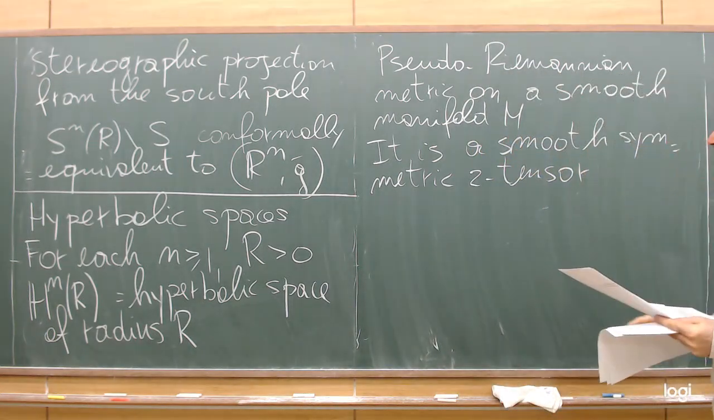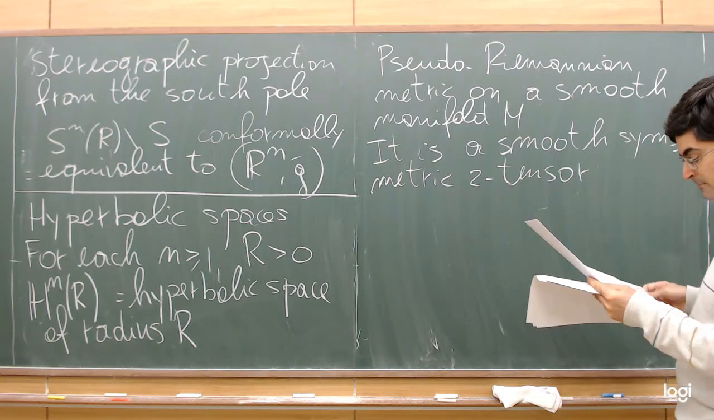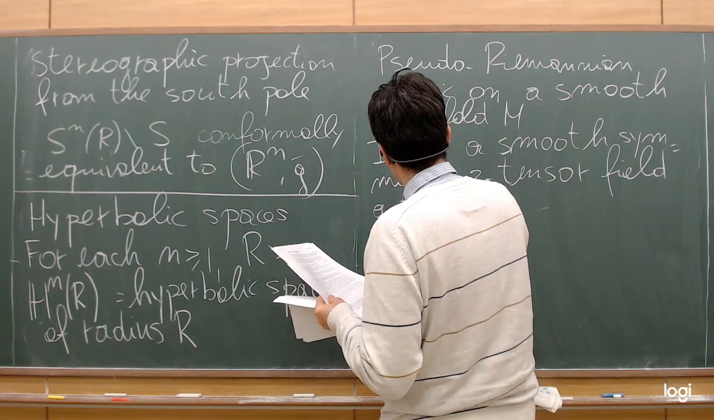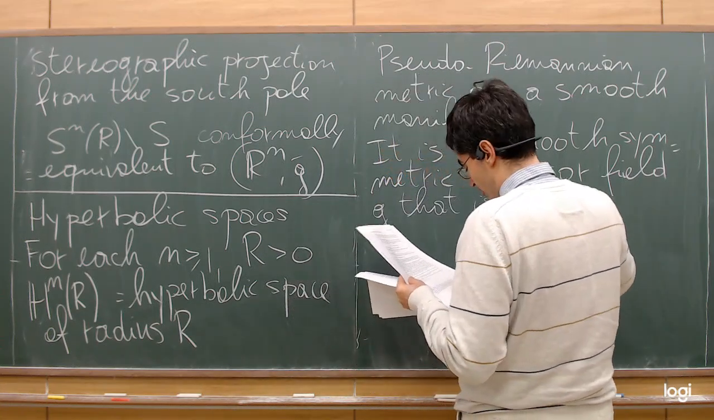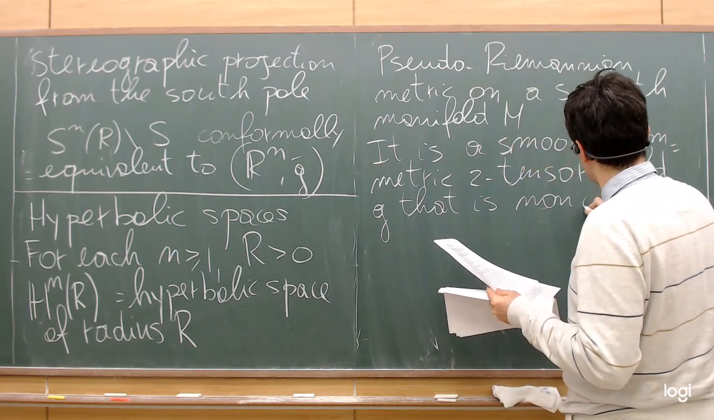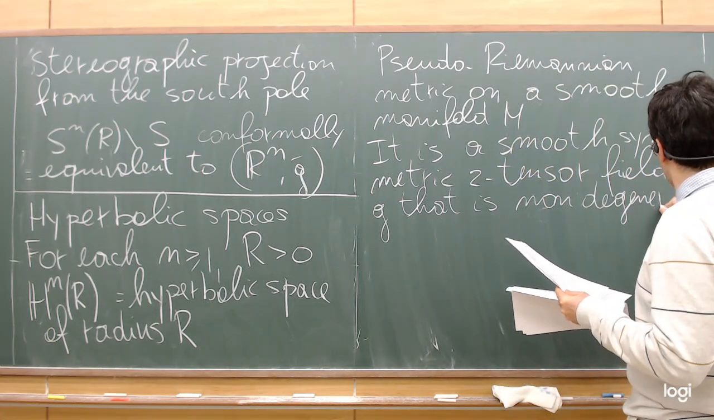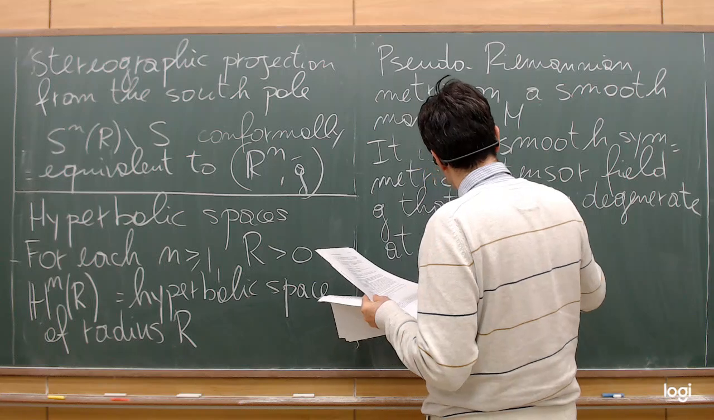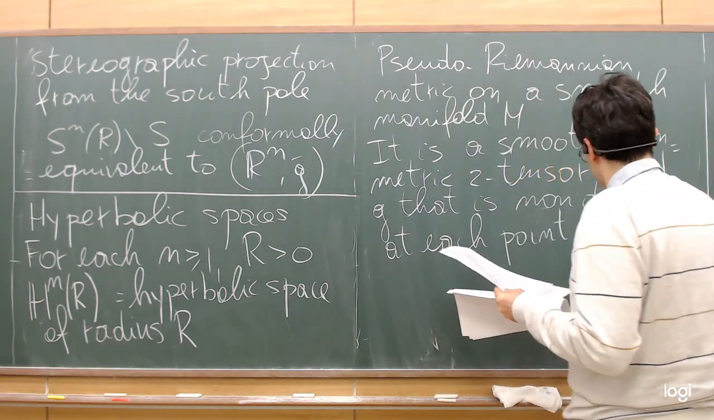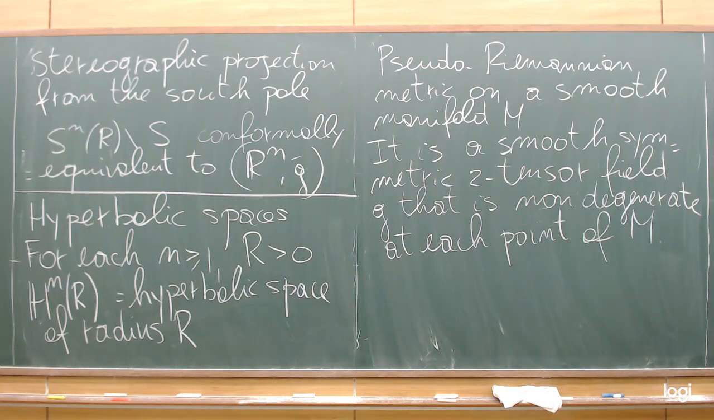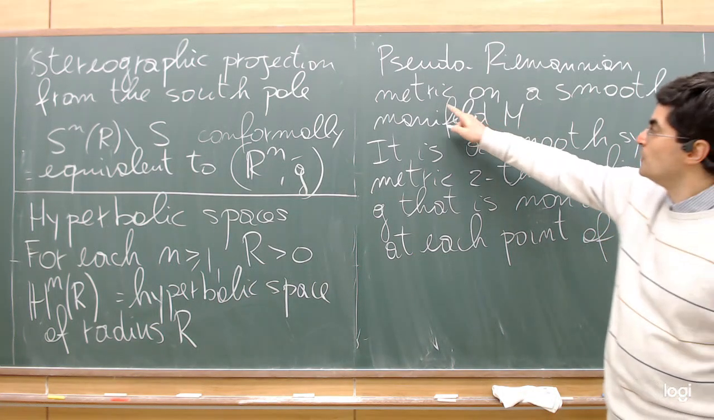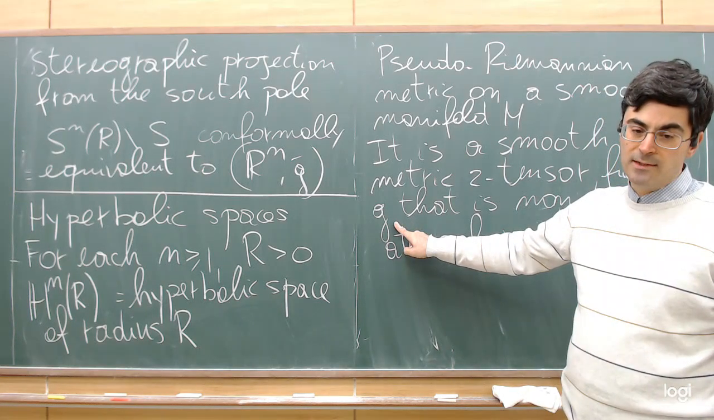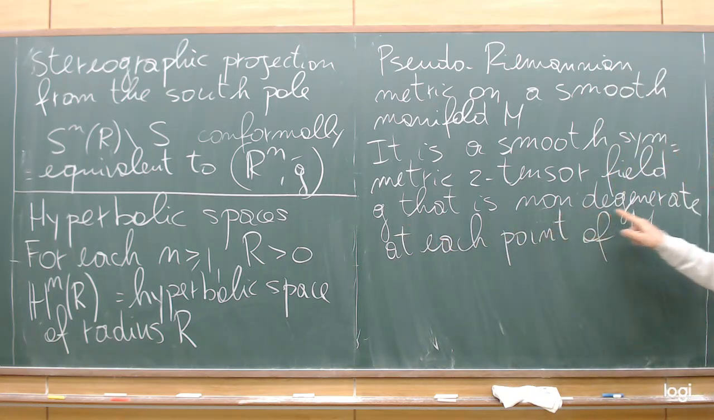When we write this way, I mean covariant two tensor field G that is non-degenerate at each point of M. So the difference with the definition of Riemannian metric is that we don't impose G to be a positive definite inner product, but just non-degenerate.